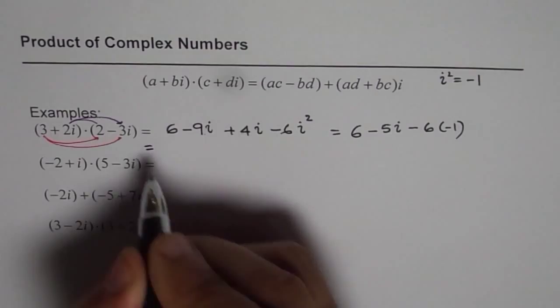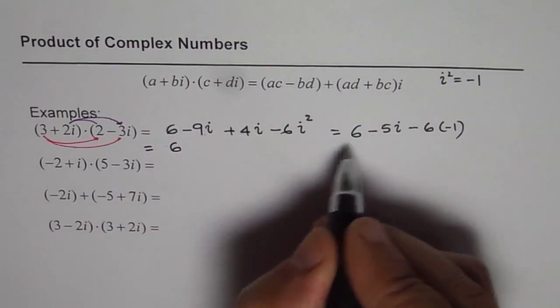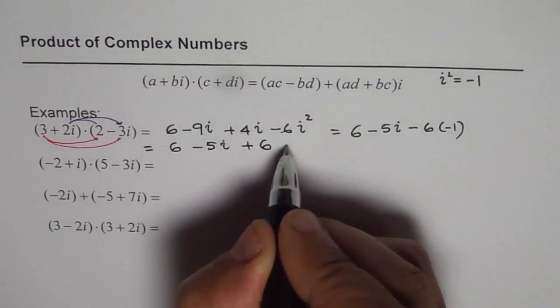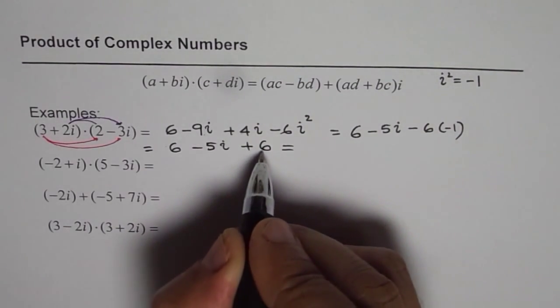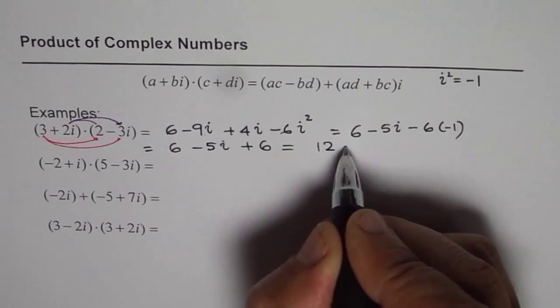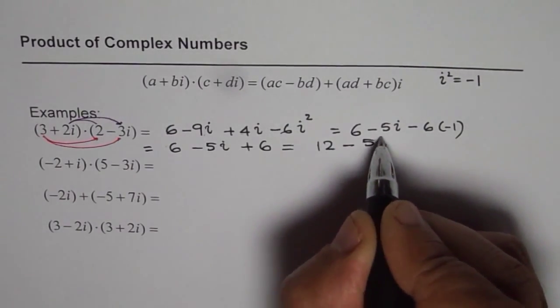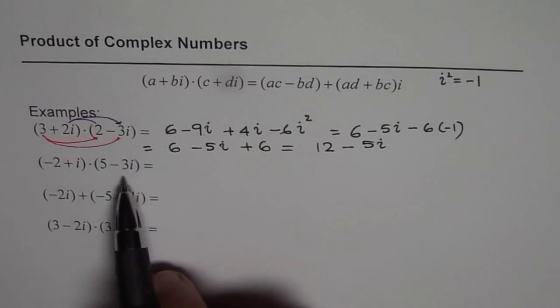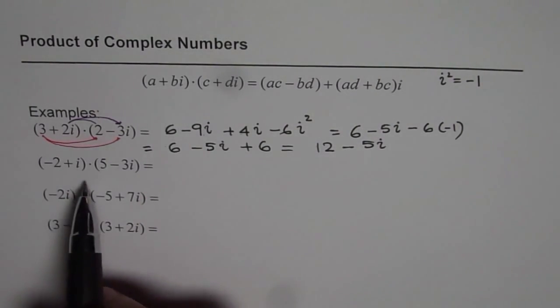So I'll write this as 6 − 5i + 6, right? So we get 6 plus 6 as 12. So you can write this as 12 − 5i. So that is the solution. So I'd like you to follow these steps and do them all, correct? Let's do the next one.